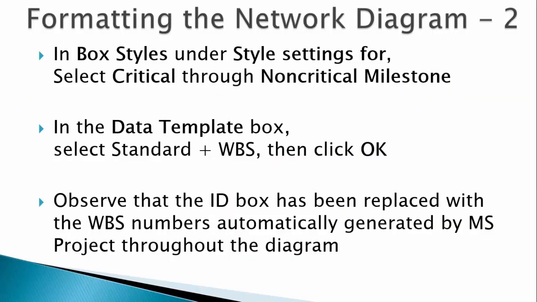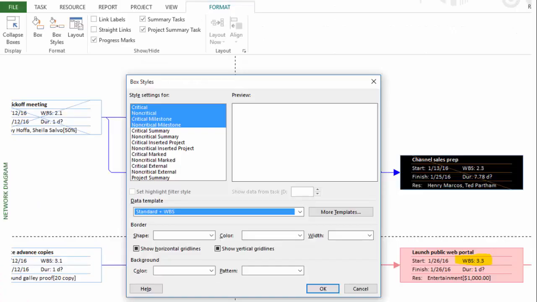Once we define the network diagram template to include the WBS number, we can apply that template to the major box types in the network diagram. Once we apply the template, the task ID number is replaced with the WBS number. This screenshot shows you both the setup and the result. Network diagram boxes which show the automatic WBS number rather than the task ID.